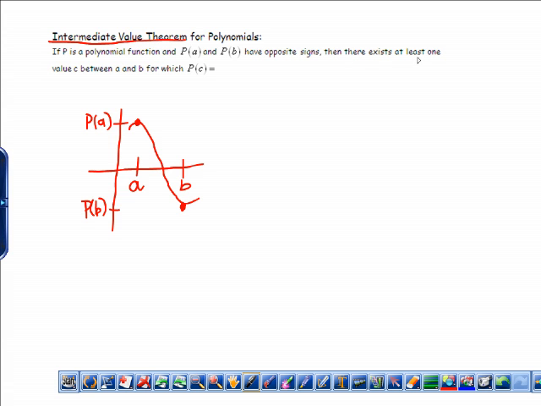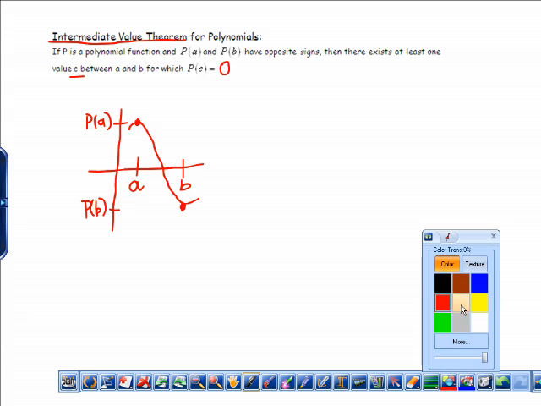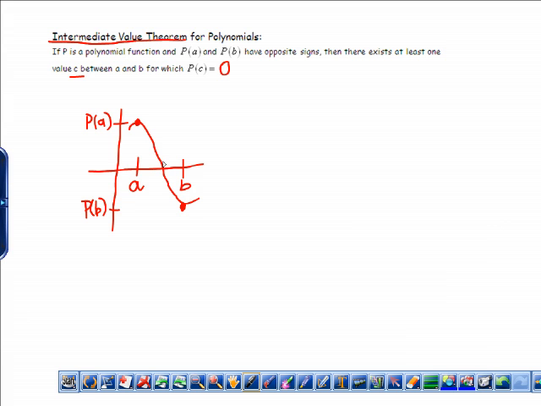Then there exists at least one. There could have been many twists and turns right around the x-axis. But there exists at least one value c between a and b for which p of c equals... Now what happens between positive and negative? 0 happens. Okay? So let's mark this on the graph. So here then would be c, and that value.